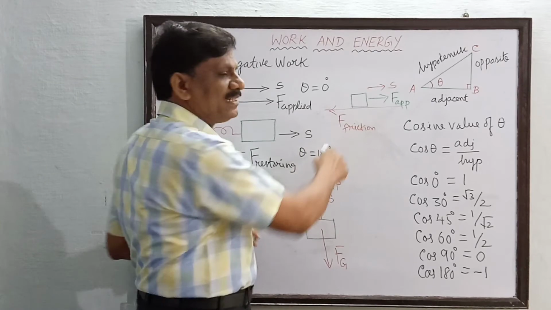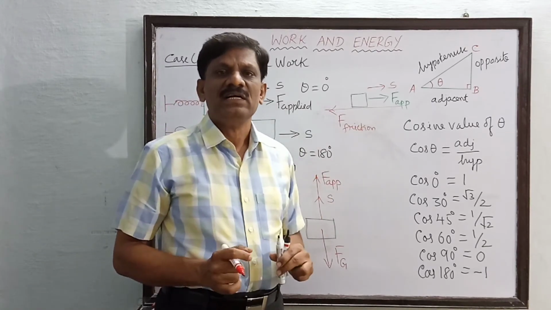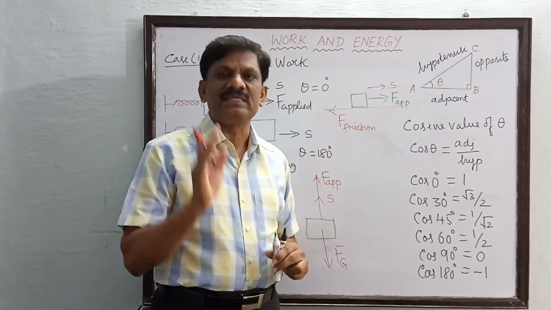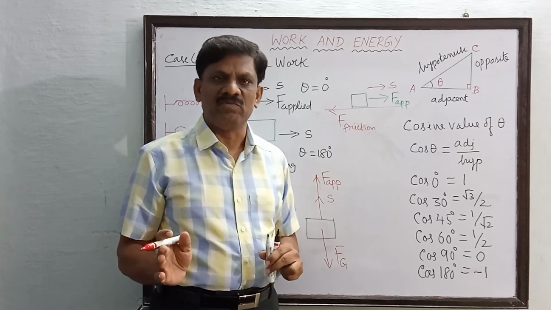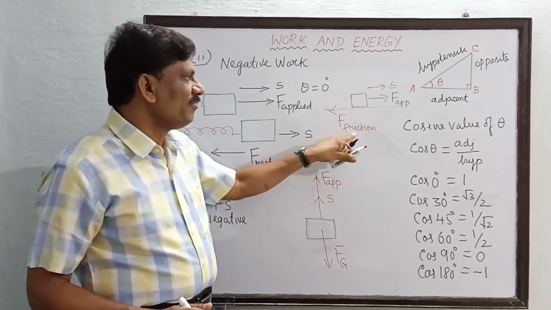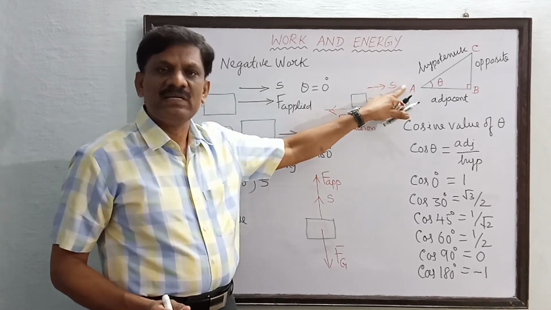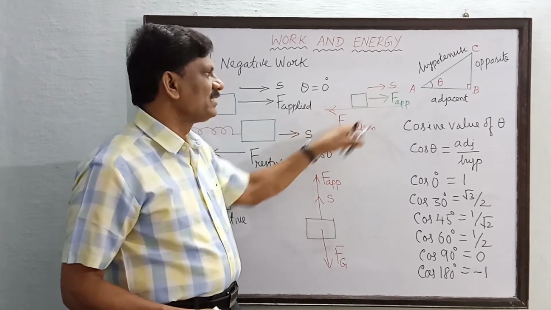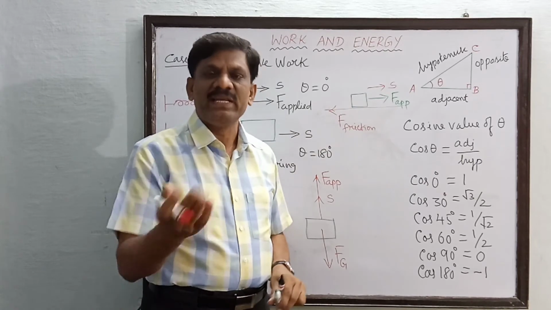But in which direction is the friction acting? Frictional force will always be acting opposite to that of the applied force. Therefore, what is the work done by the frictional force? Frictional force is opposite to the direction of the displacement. So what is the angle between frictional force and displacement? It is 180 degree.